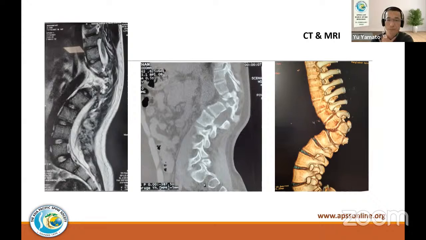Do you have any MRI slices at the kyphotic area? I have so many MRI slides, but they are not included. And all the scans show there is not so much cord compression. Okay, so there is no compression at the kyphotic site. It is just impinging, but not so much compression.